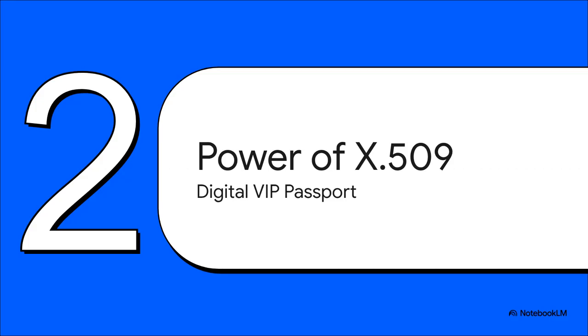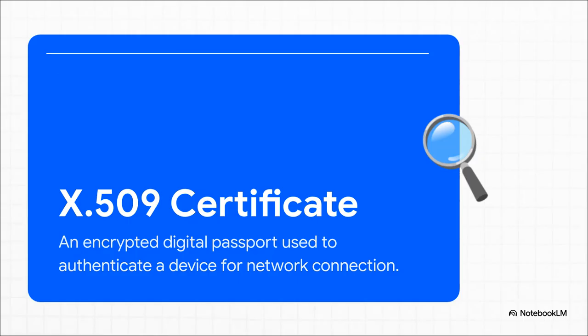Section 2. The Power of X.509. So this begs the question, why can't IT just ignore these certificates and leave them alone for a decade like they used to? Well, the answer lies in the X.509 certificate. You can think of this as an encrypted, unforgeable digital VIP passport. And let's be clear, this is not just a nice-to-have feature, it is the absolute bedrock of network security. Without a valid X.509 certificate, an essential security camera goes completely dark. The network switch will literally drop the connection to prevent a potential breach.